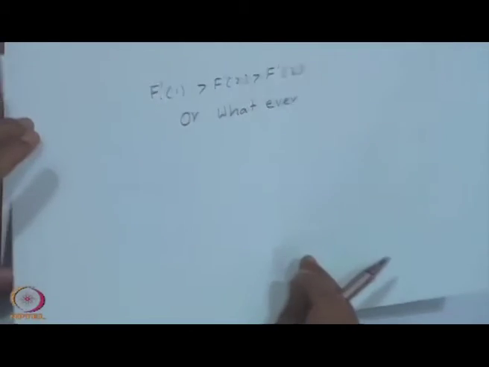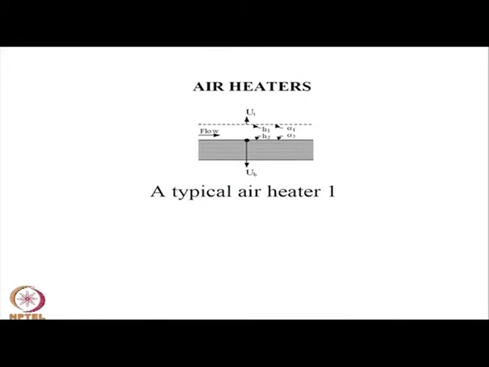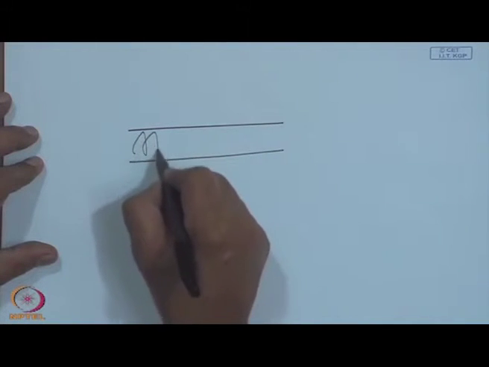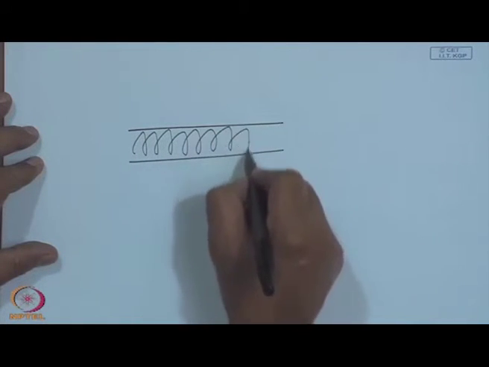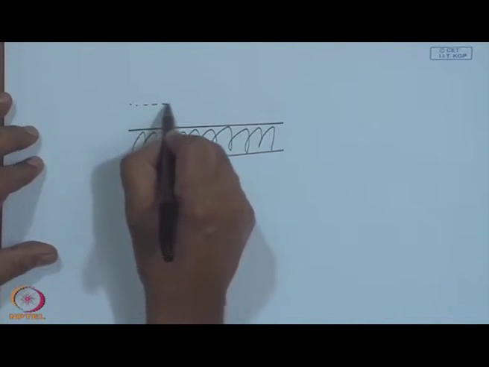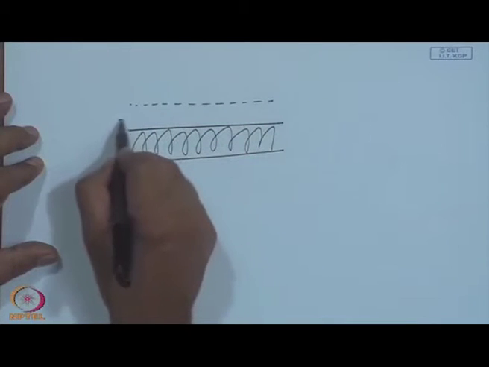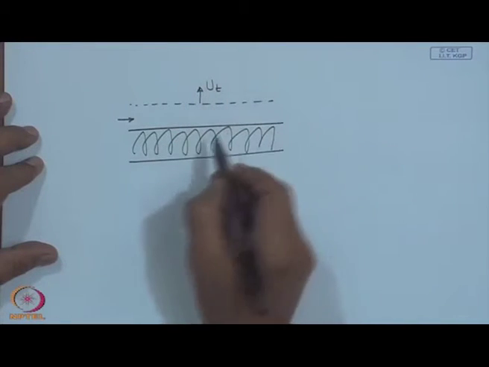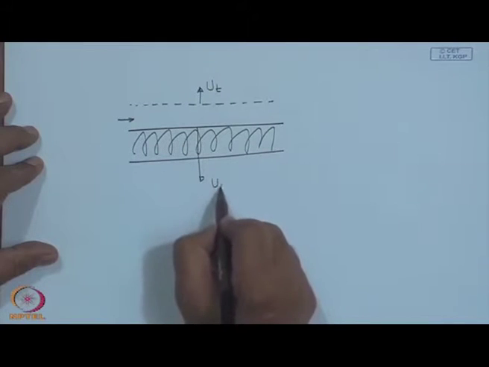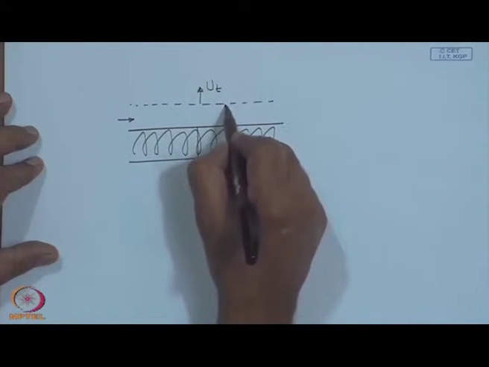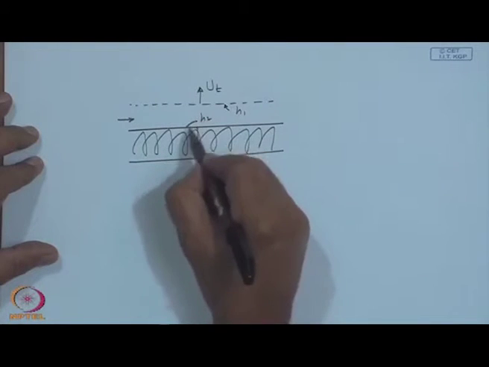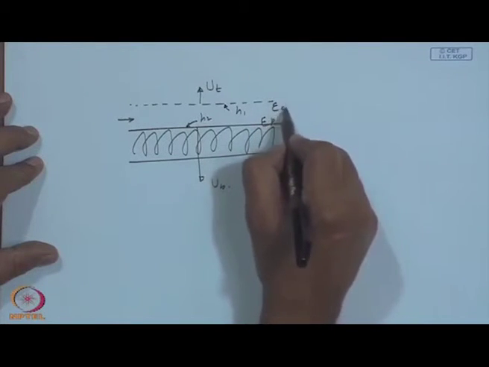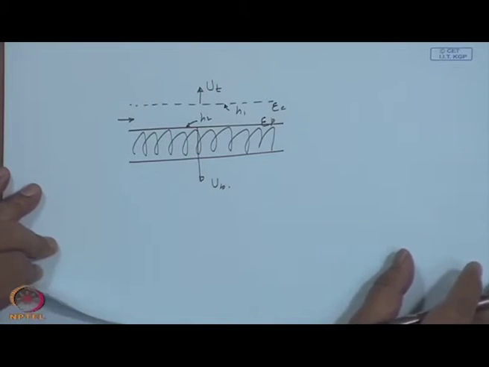Now, air heaters: we have considered in detail two of the typical air heaters, where there is one absorber plate and a glass cover at the top of it, and the flow may be like this between the top glass cover, which has a loss coefficient of U_t, and a bottom loss coefficient of U_b, and the heat transfer coefficients being h_1 and h_2, with epsilon_p and epsilon_c, or the corresponding absorptivities.